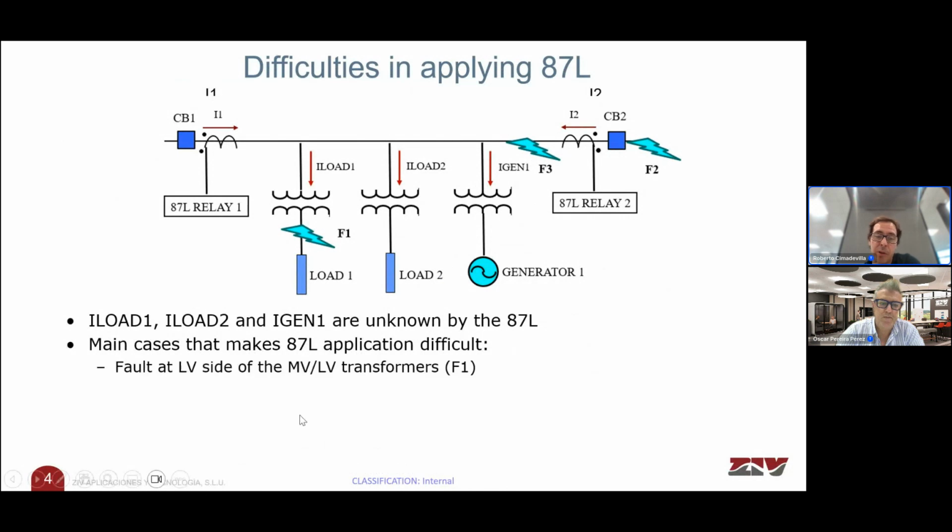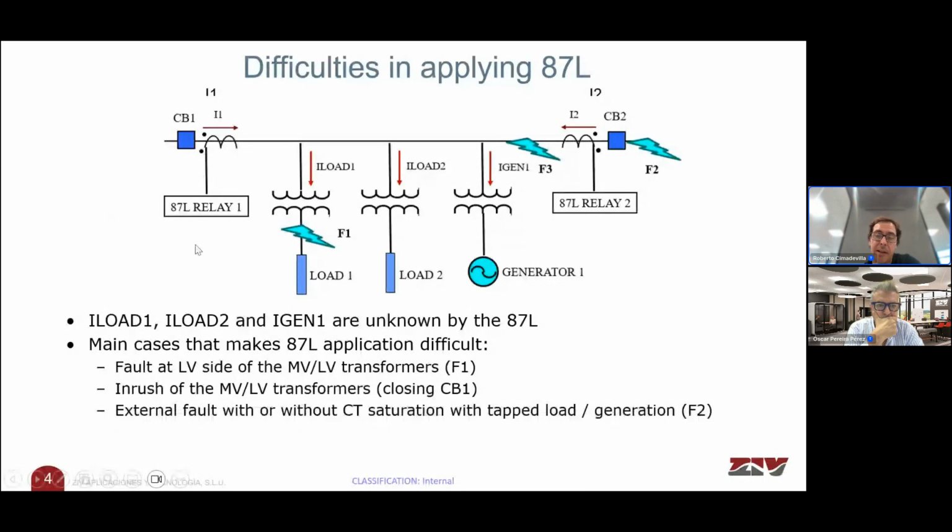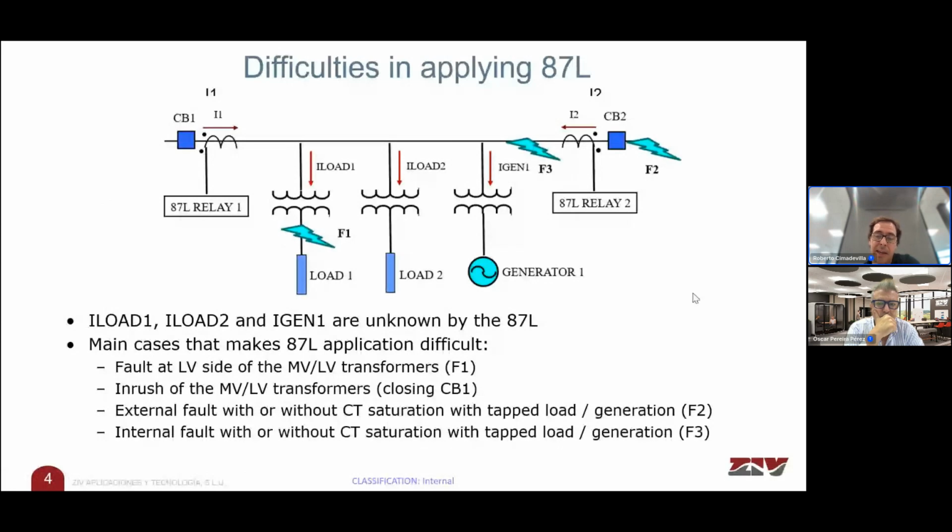First is a fault at the low voltage side of the MV-LV transformers, which will be fault F1. Then inrush currents of the MV-LV transformers when we close circuit breaker 1. Then external faults, which will be F2, and internal faults, which will be F3. So we will analyze each of the cases to see the behavior of line differential protection.